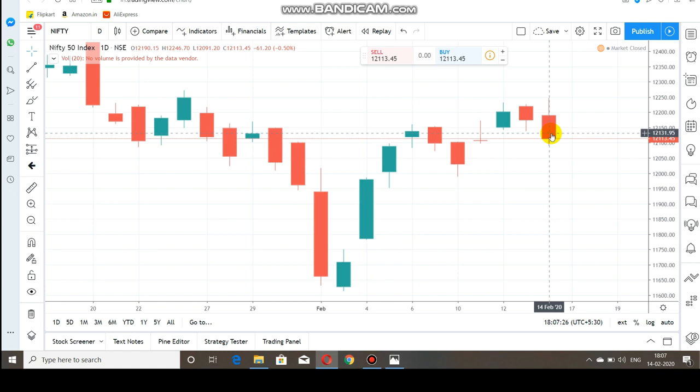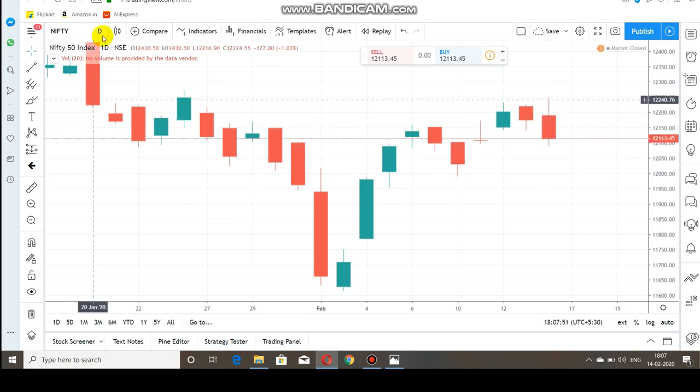After that, on Friday the market opened on positive news and rallied very well, and in that rally it came up to 12,250 also. But during that time news came. After that news came, the market started falling. During that fall it came down to the 12,091 range, which is almost near the 12,100 range. So on Friday the market ended as a bearish candle.